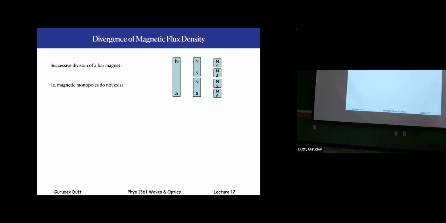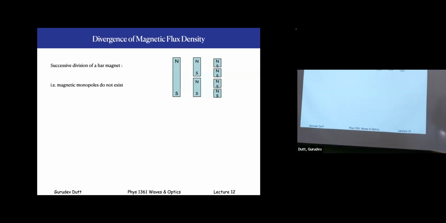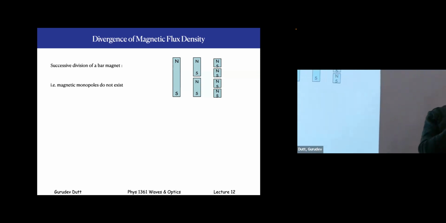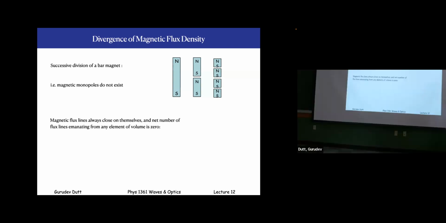So by the exact same arguments that we just carried out for the electric field, because we can always find a surface that encloses that dipole, the total magnetic charge inside that surface must be zero, because there's a positive and a negative magnetic charge, so they cancel out. By that same argument, the magnetic flux lines must always close back on themselves. So the net number of flux lines from any volume element must be zero.